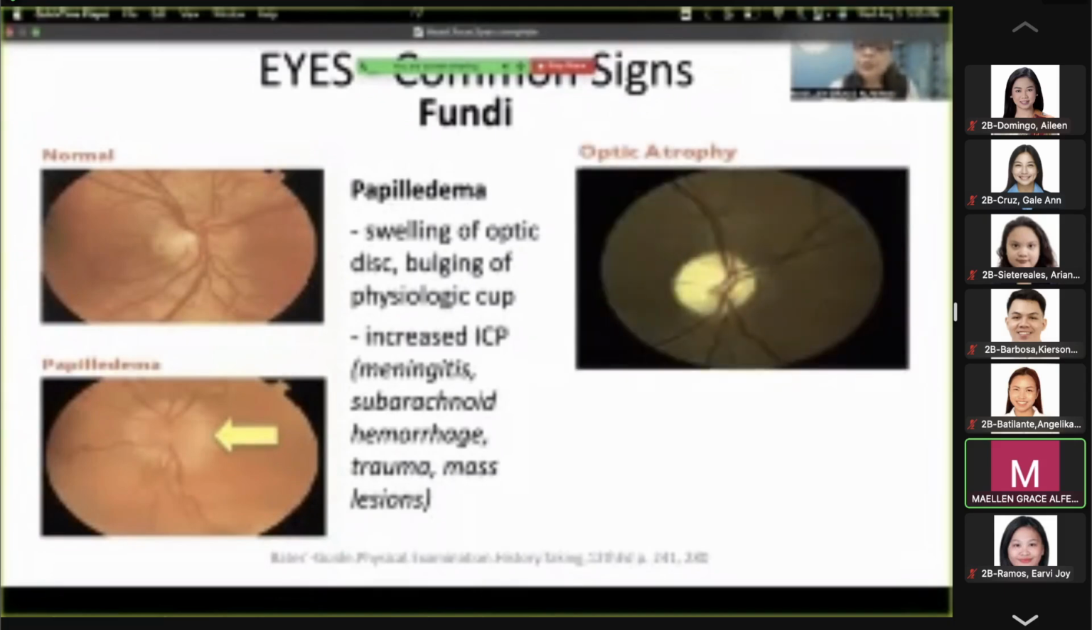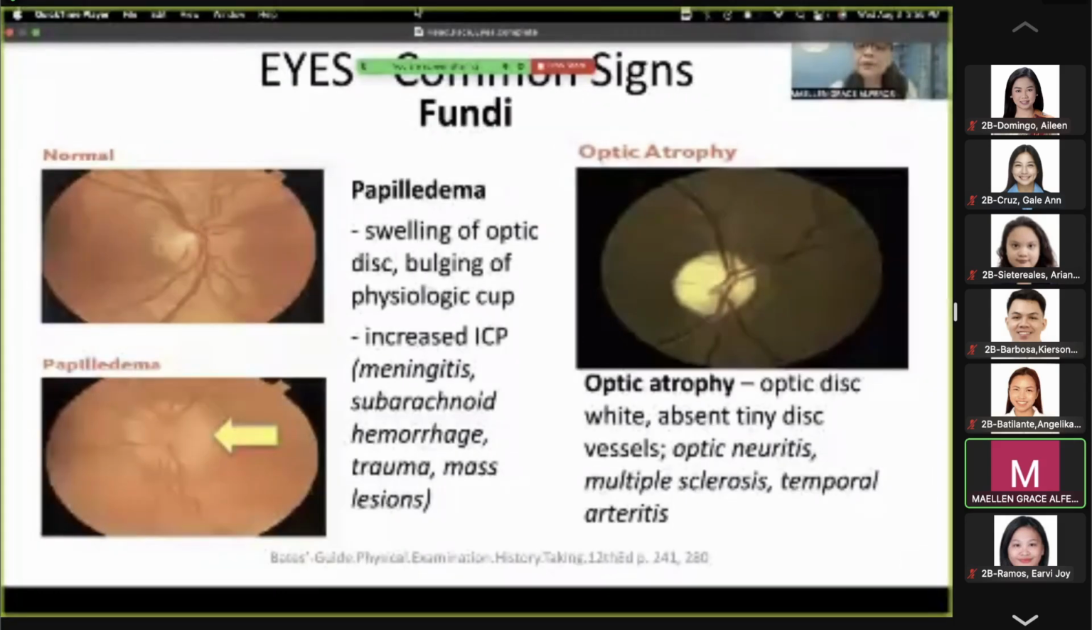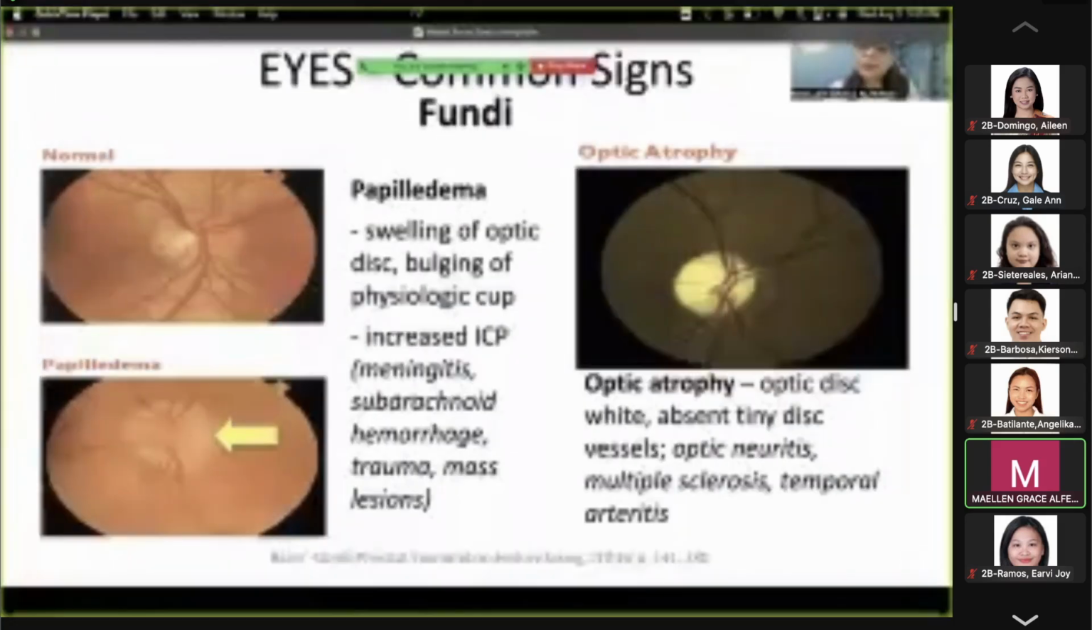Now, in contrast to optic atrophy, wherein you will see that the optic disc is already white and you don't see the tiny disc vessels. And this occurs in optic neuritis, multiple sclerosis, and temporal arteritis.